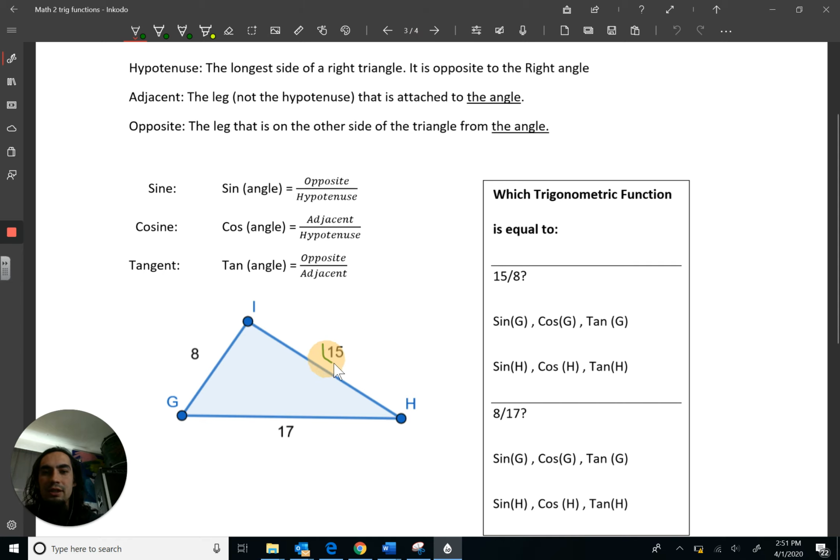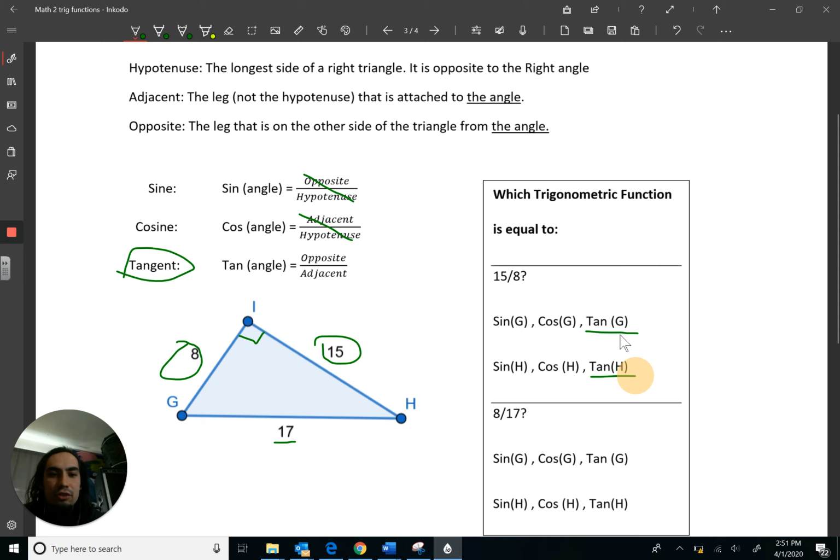So I'm looking at 15 here and I'm looking at 8 here. Neither of these is the hypotenuse, right? Here's my right angle. The hypotenuse is 17. So I don't see 17, so I don't see the hypotenuse. That means it's not these, because those involve the hypotenuse. So it's got to be the tangent function. Okay, so that narrows it down to 2 choices. It's either tangent G or tangent H.